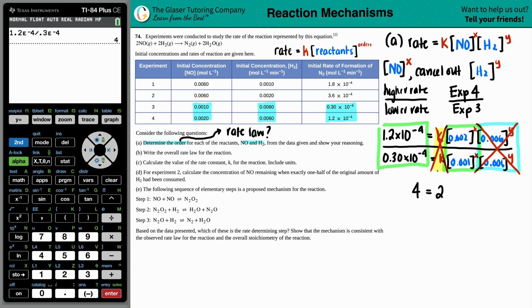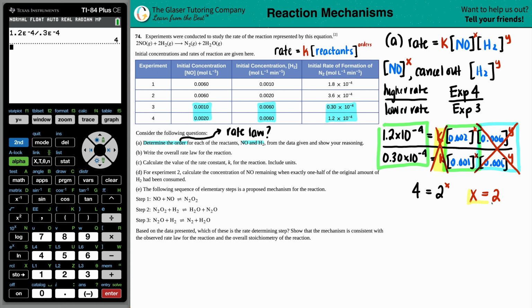And then 2 all raised to the x. That variable has to stay there. So now we can solve for x, right? 2 to the what will get me 4? How many times do I have to multiply 2 to get to 4? Yeah, 2 times. So x equals 2.